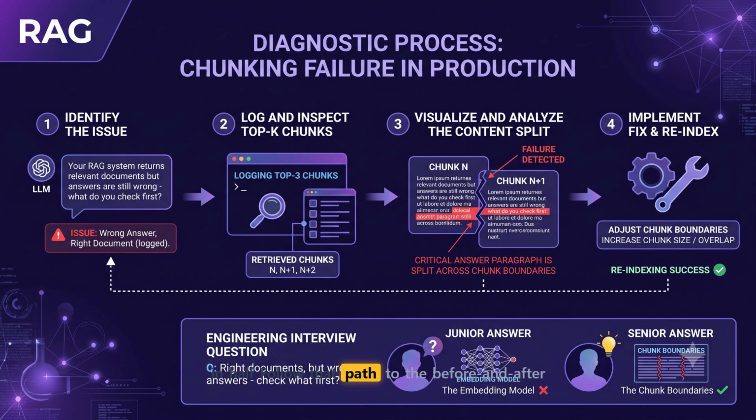Follow that path to the before and after in the center, where that jagged red failure line shows a critical answer paragraph split right across 2 chunk boundaries. One chunk gets the context, but the key information ends up in the adjacent non-retrieved snippet. Fix the split.